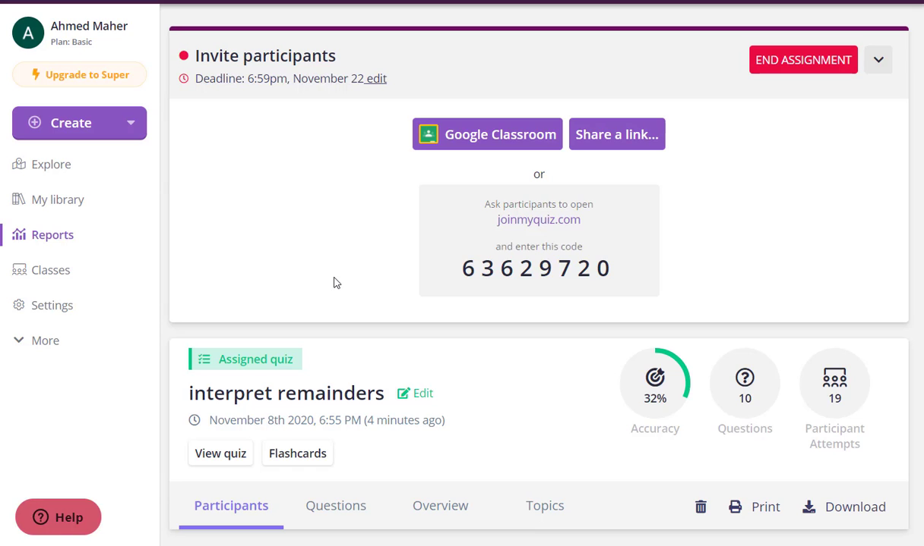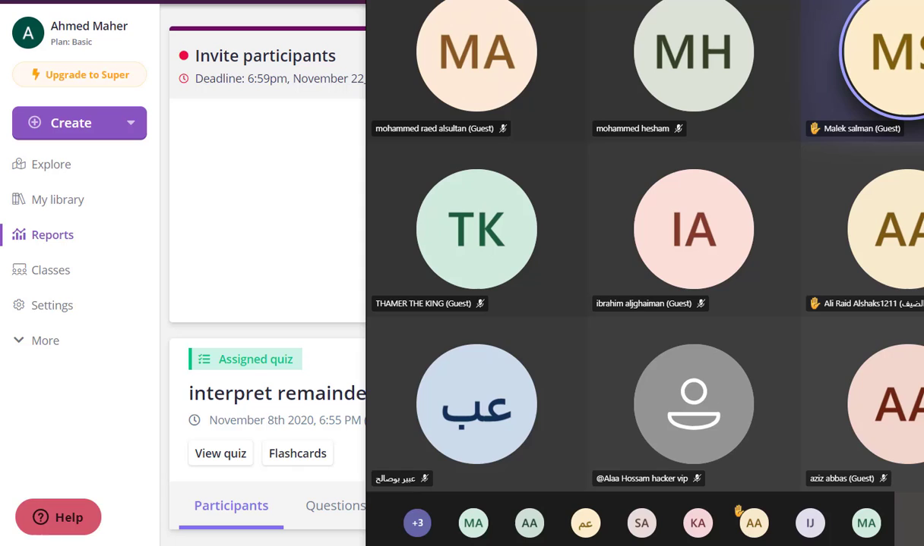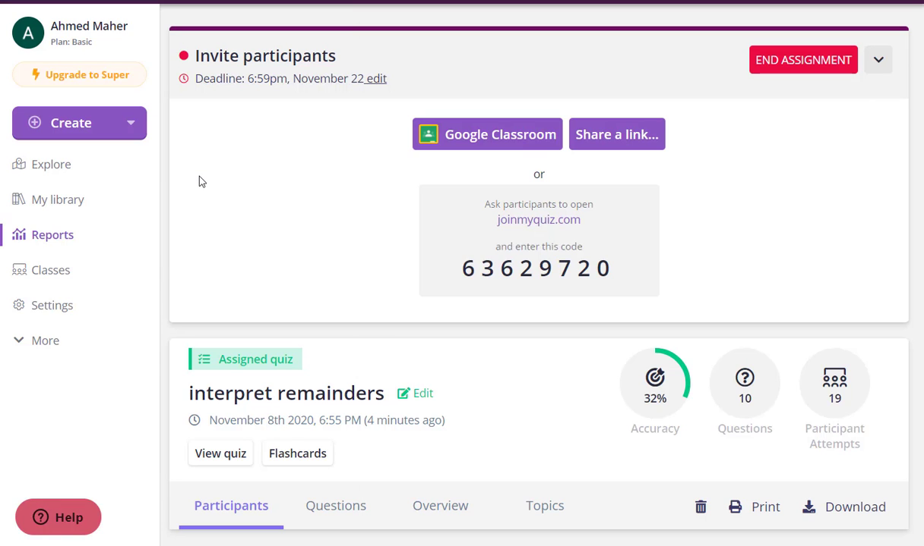Yes, Malik? I wanted to tell you something. Of course. The remainder has to be bigger or smaller? No, the remainder, you compare the remainder to the divisor. The divisor is the number that you are dividing by.